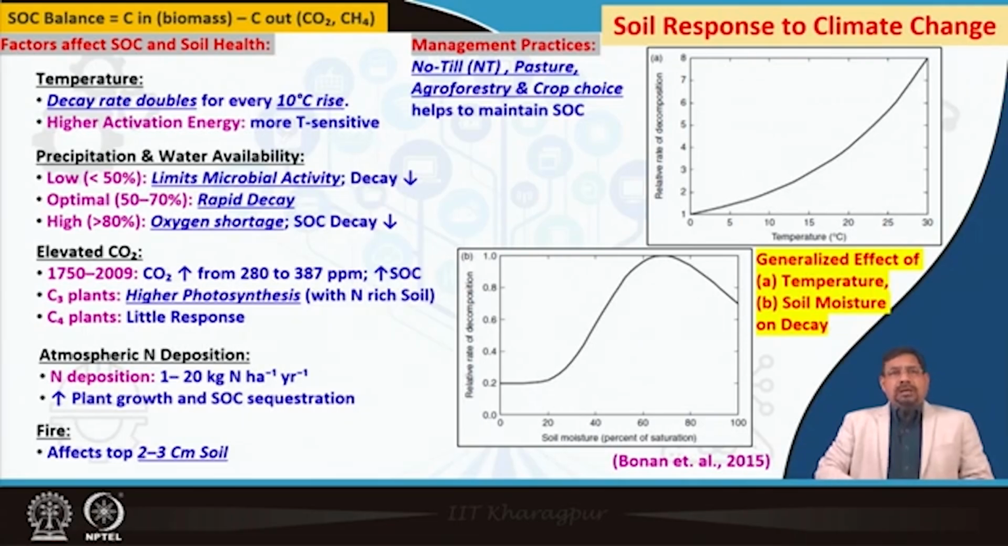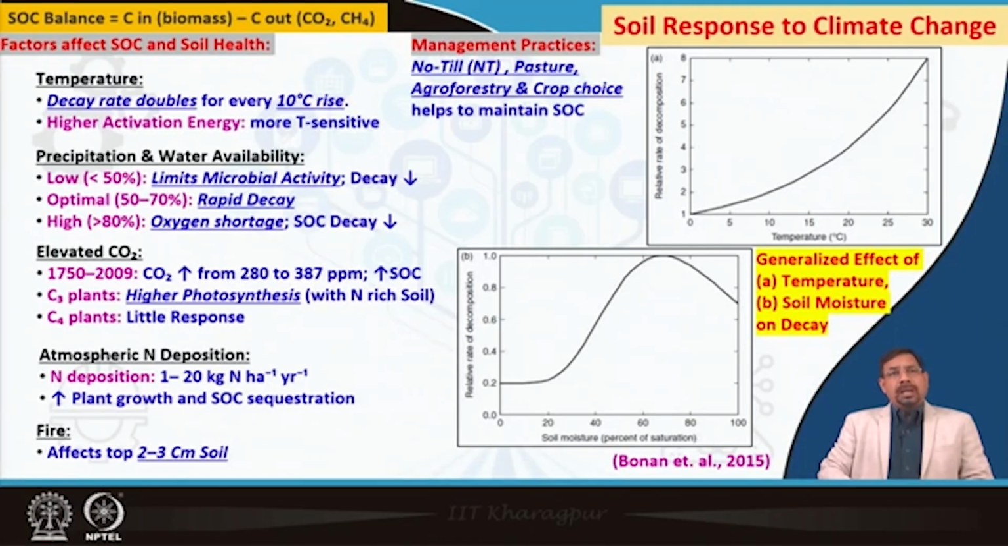So let us look at the points under temperature. The decay rate doubles for every 10 degrees centigrade rise. The higher the activation energy, the more the temperature sensitivity. Precipitation and water availability low, that means if it is less than 50%, it limits microbial activity. So the decay rate will go down.